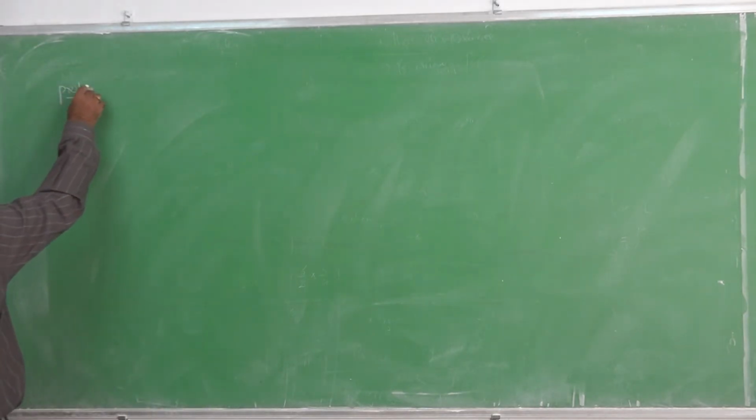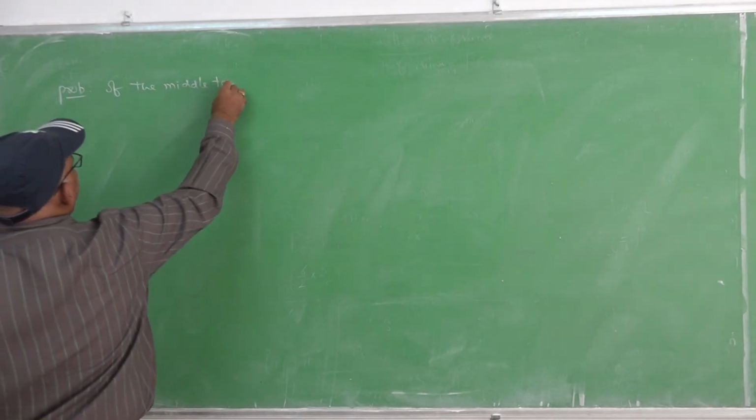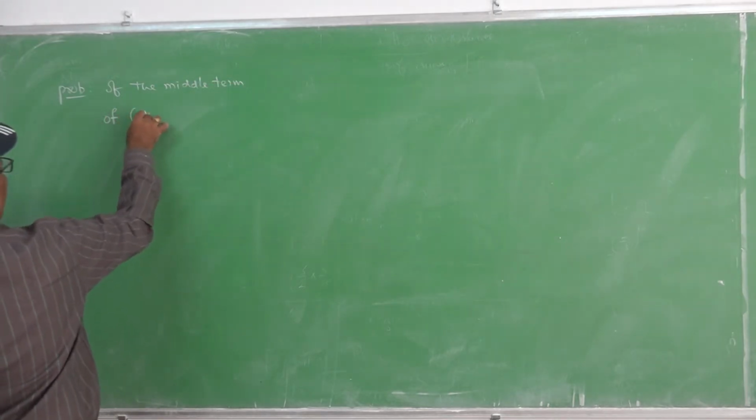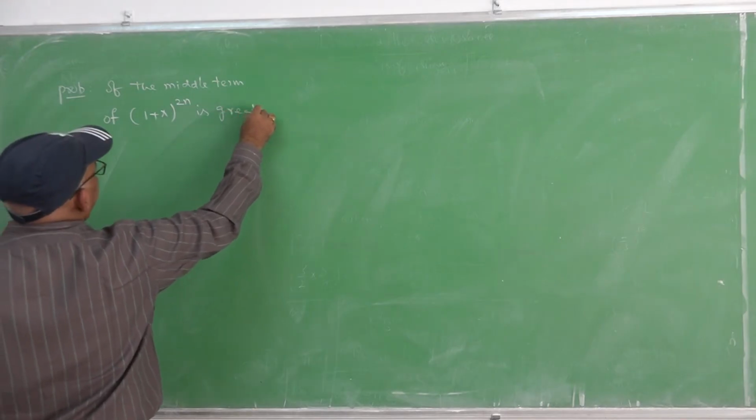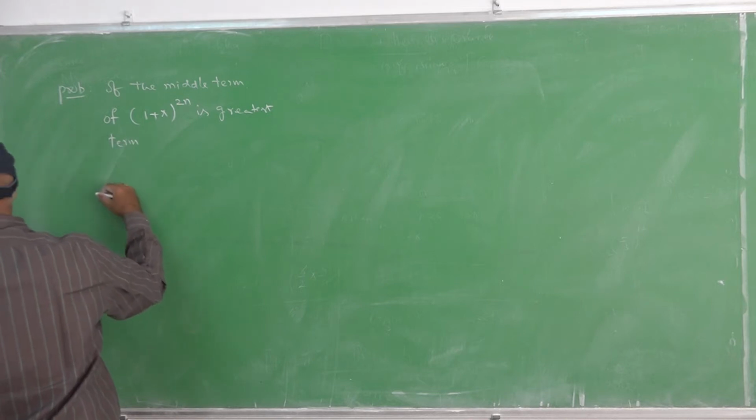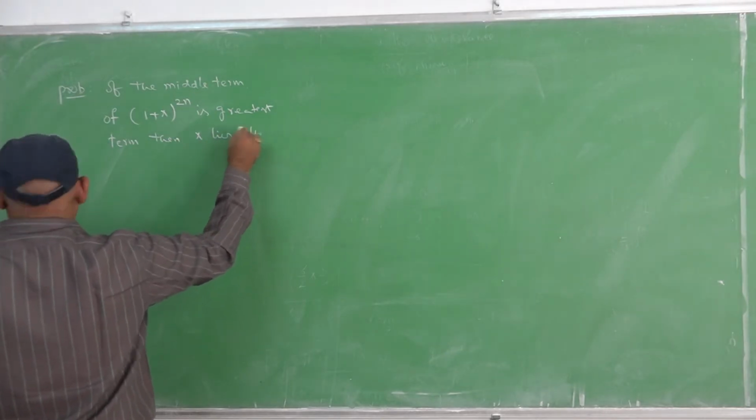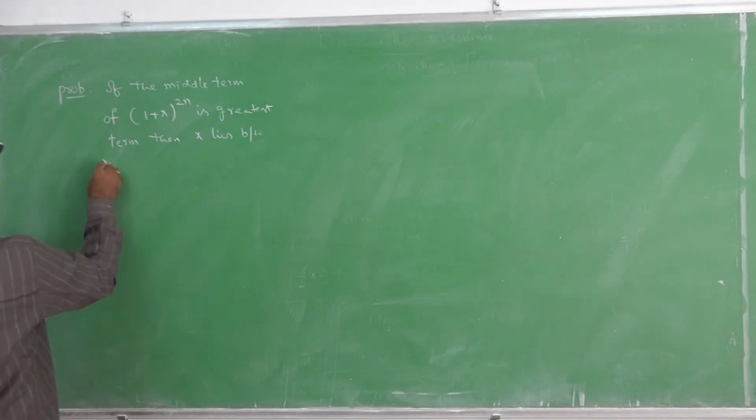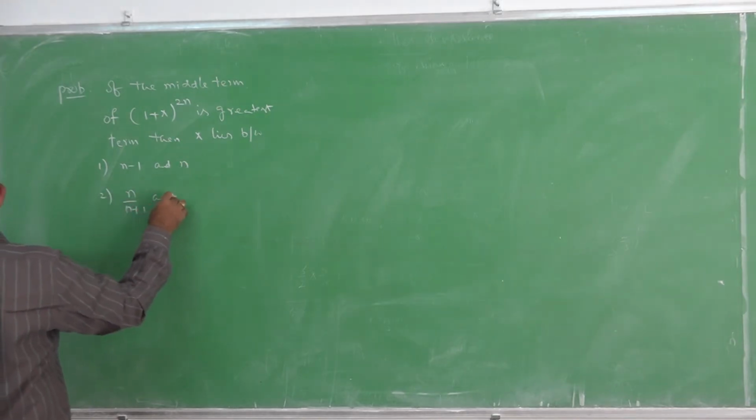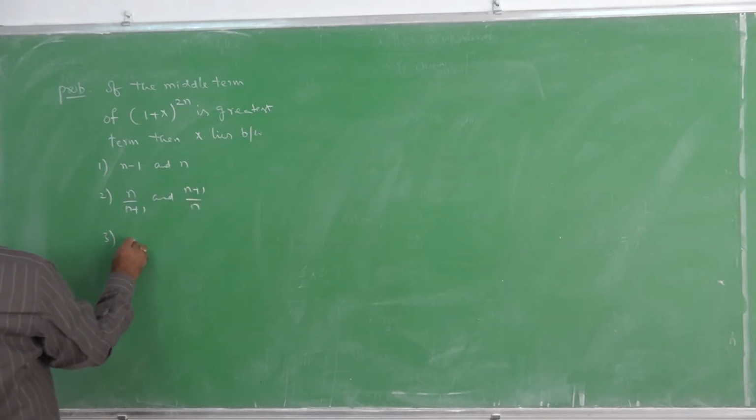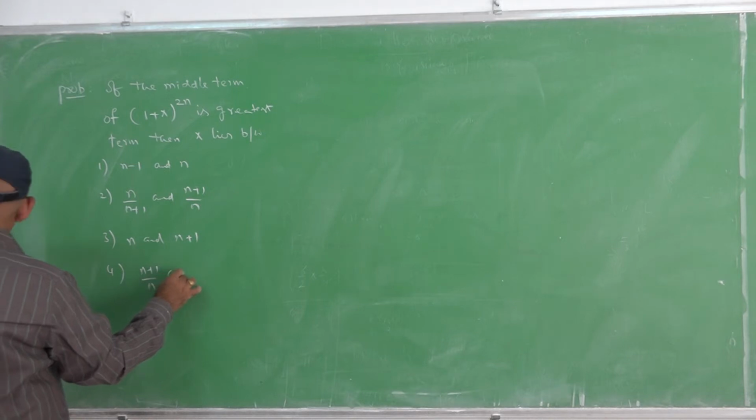Another problem. If the middle term of (1 plus x) whole power 2n is the greatest term, then x lies between n minus 1 and n by n plus 1, and n plus 1 by n, and n plus 1, n plus 1 by n and n by n plus 1.